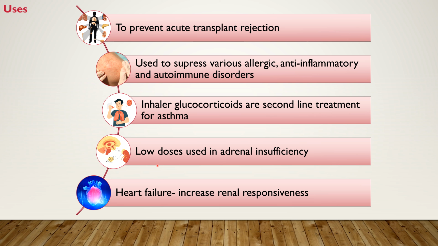And also low doses are used in case of adrenal insufficiency. When the adrenal gland is not working properly, at that time we'll use low doses of the glucocorticoid, because it's a steroid, so it will maintain the adrenal function. During heart failure, we'll use the glucocorticoids to increase the renal responsiveness. So these are the uses of glucocorticoids.